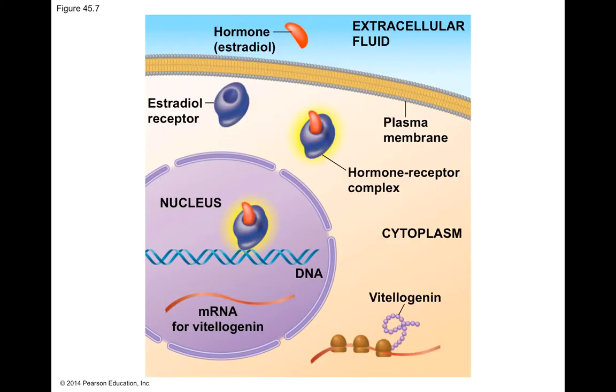For an example of a lipid-soluble pathway, let's look at estrogen. Estrogen, being a steroid, can diffuse right across the plasma membrane and works with the intracellular receptors. Here the receptor is in the cytoplasm, and when the hormone binds, the hormone receptor complex can directly regulate gene expression by going right into the nucleus and acting as a transcription factor.